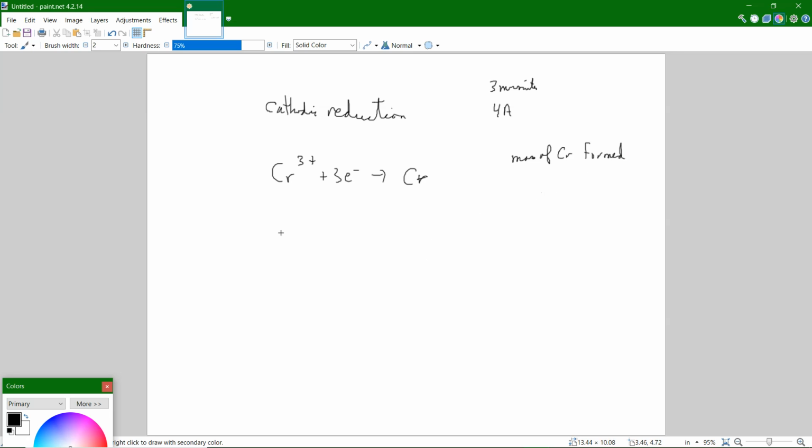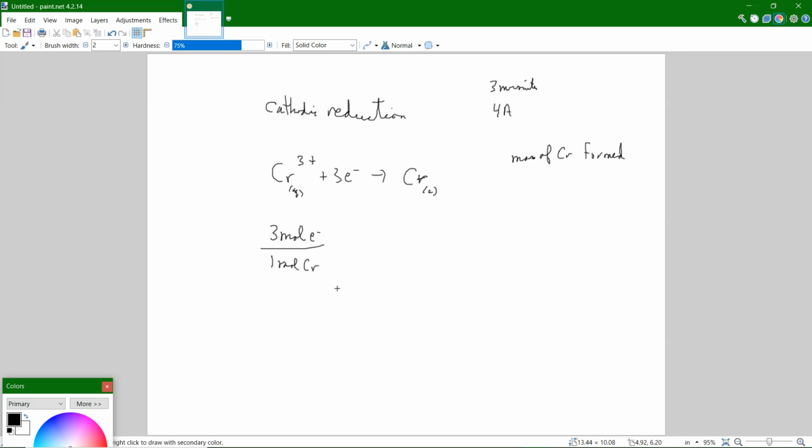So here we have 3 moles of electrons for 1 mole of chromium. At the cathode we get reduction, whether we're talking about an electrolytic cell or a galvanic cell. Cathode is the reduction. So here I have a cathodic reduction. The creation of 1 mole of chromium solid needs 3 moles of electrons. This could be aqueous. This could be solid.